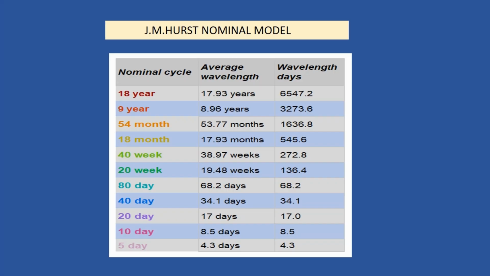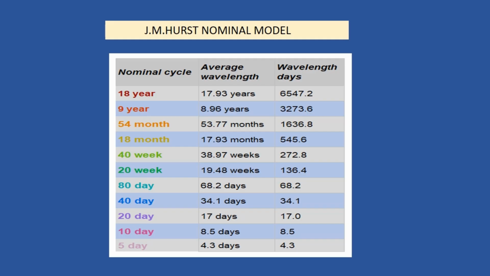Let's start with the Hurst nominal model. J.M. Hurst created this model after discovering that stock markets repeat similar patterns regularly. This model works for cycles ranging from minutes to multiple years. Very important point, cycle lengths are averages.